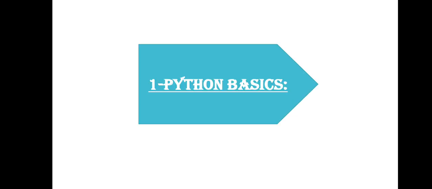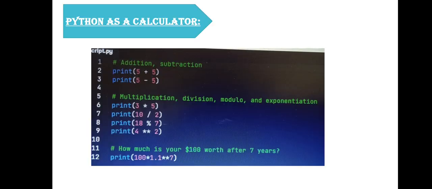So let's start from the first chapter, Python basics, in which we discuss Python as a calculator. We can use Python as a calculator for addition, subtraction, multiplication, division, exponentiation. If we want to add something, then we can use the plus sign, and in case of subtraction we use the negative sign, and in case of multiplication we can use the asterisk sign, and so on.